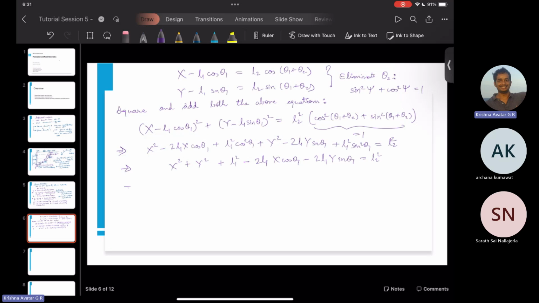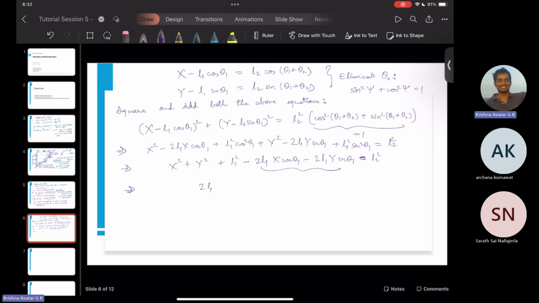So let's do some algebraic rearrangement. What we can do is transfer these terms to the right and then take a mirror image about the equal to symbol, which is essentially just inversing, putting right on left and left on right. Then what we have is 2 L1 X.